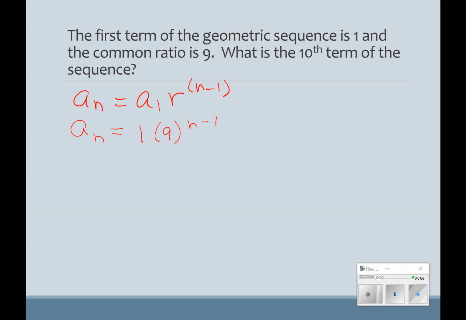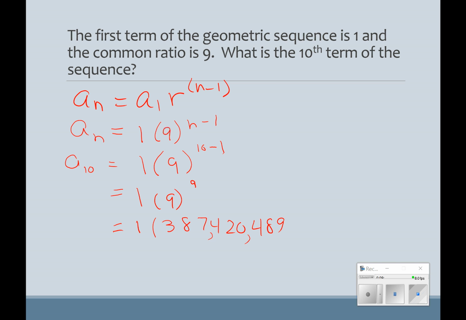So if I want to find the 10th term, I'm going to plug in 10 for n. 1 times 9 to the 10 minus 1. 10 minus 1 is 9. Using order of operations, we're going to do 9 to the 9th first. And that's going to give me a really large number, 387,420,489. And it's 1 times that, so it's just going to give me that same answer.